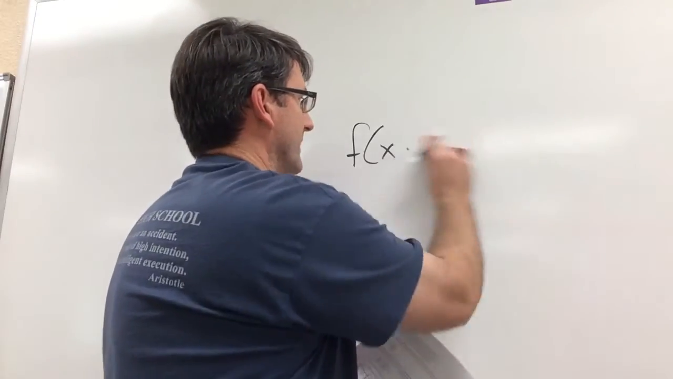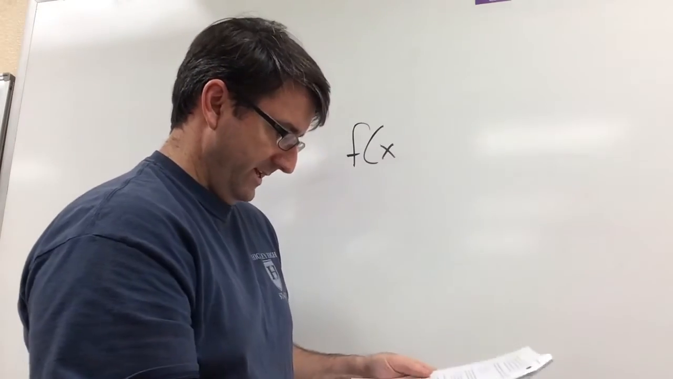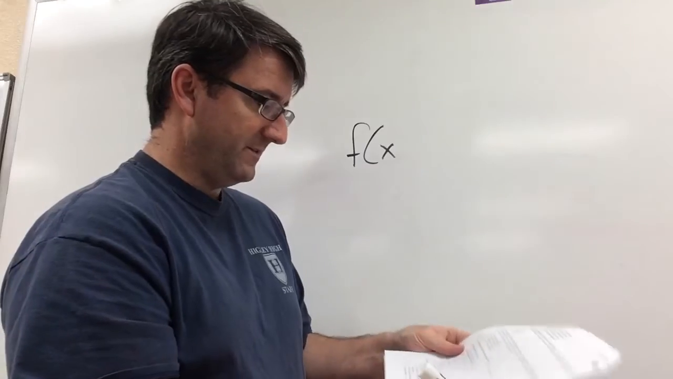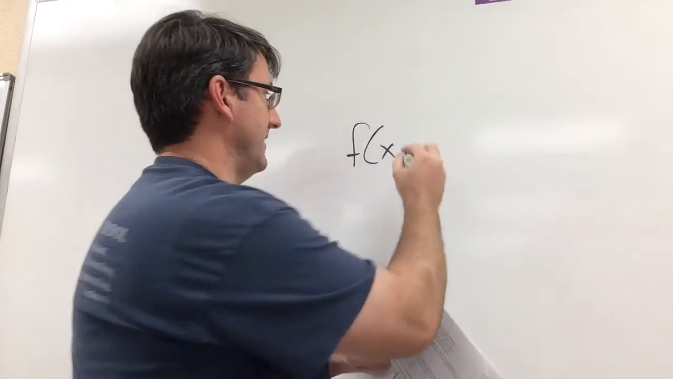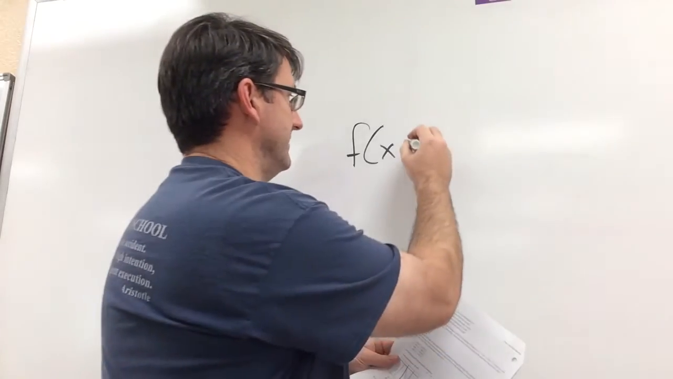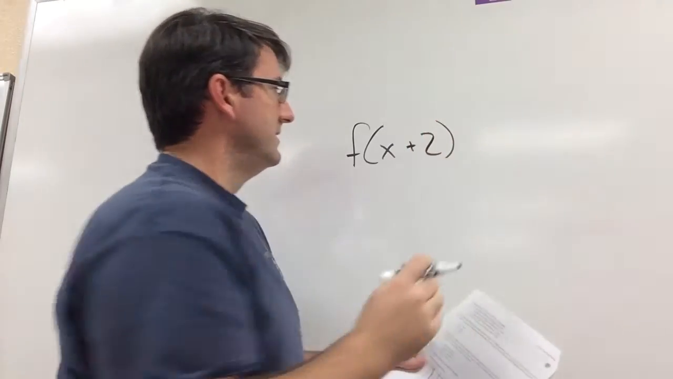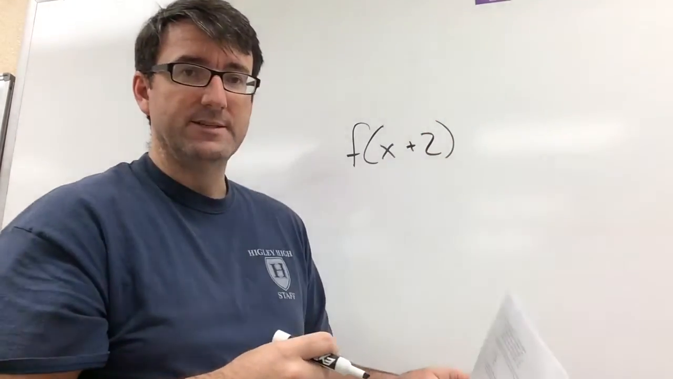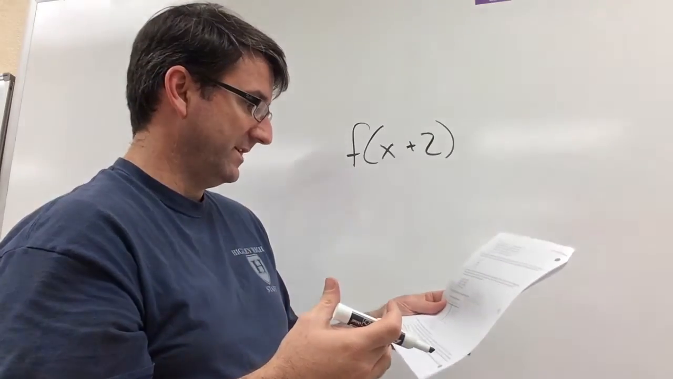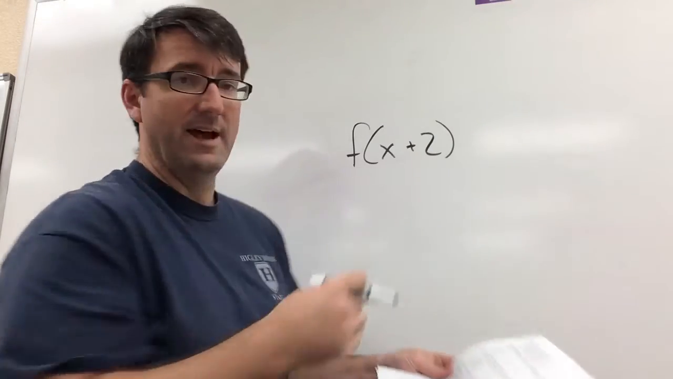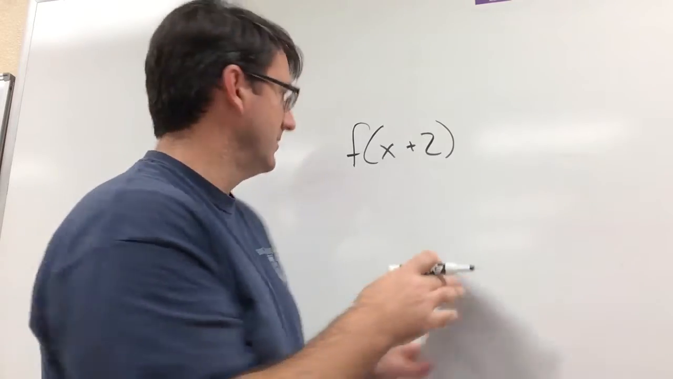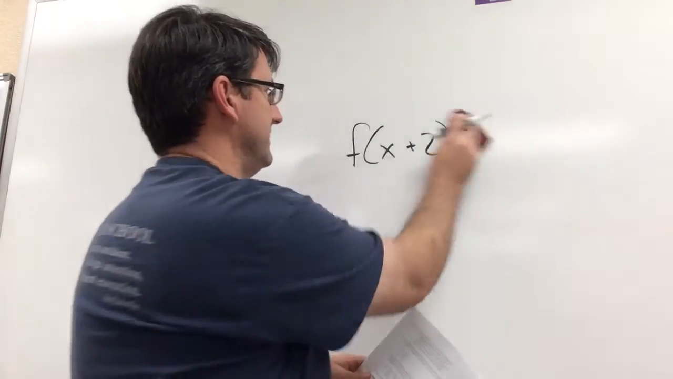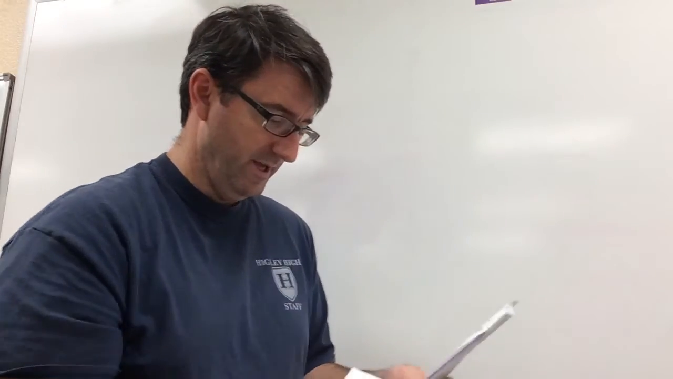So on this one, for A, it says to shift a graph 2 units to the left, add 2 to the x values, and leave the y values unchanged. So we're adding 2 inside the parentheses. That is going to shift the graph 2 units to the left. So A is true. And A is the answer. But let's go ahead and look at the other 3.